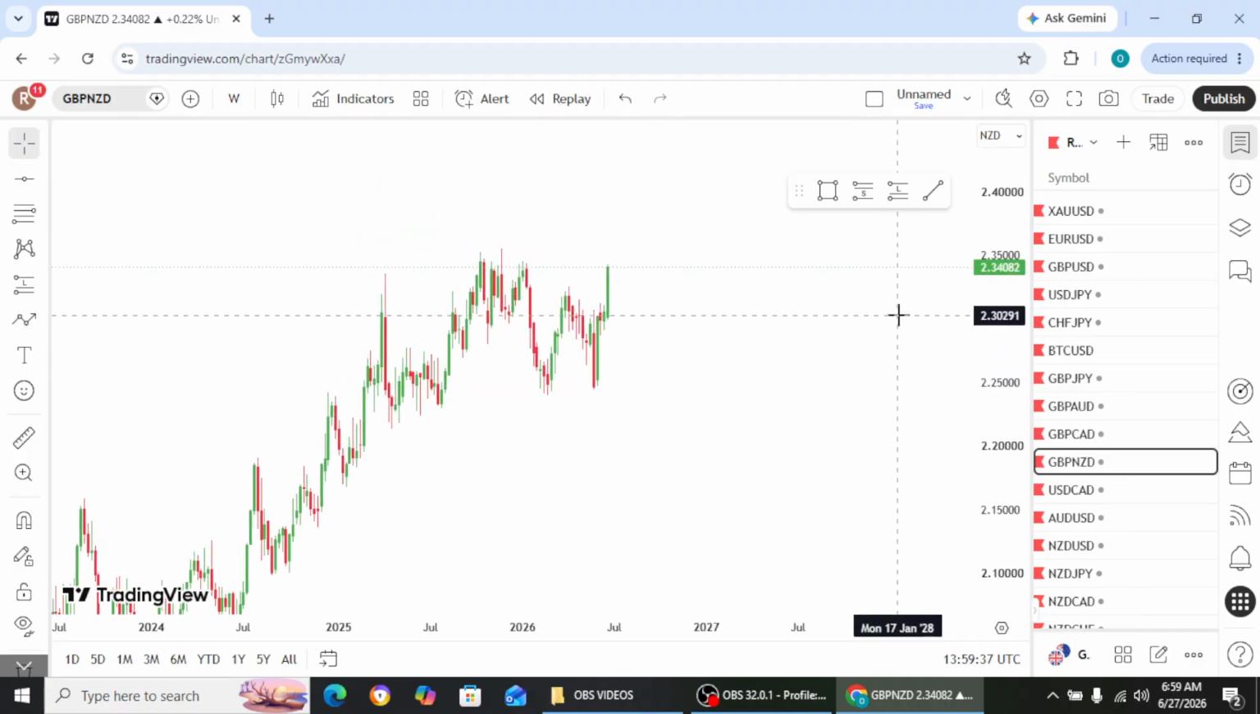Now look at the chart. What do you see? I see an upward movement.